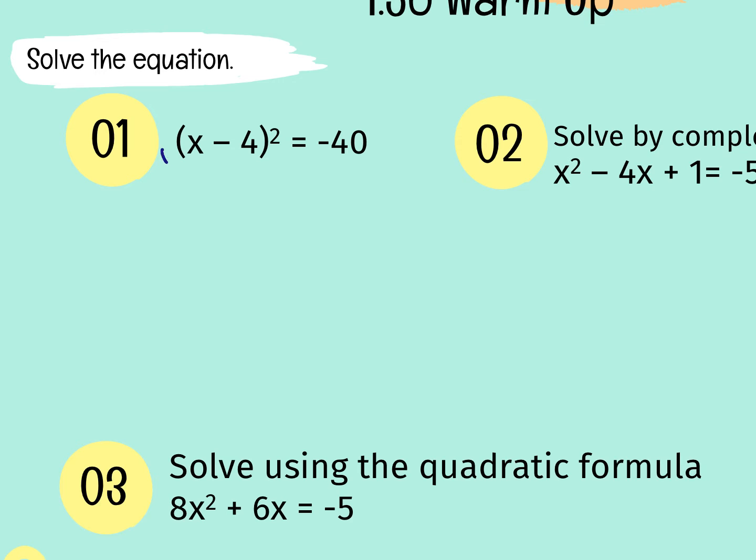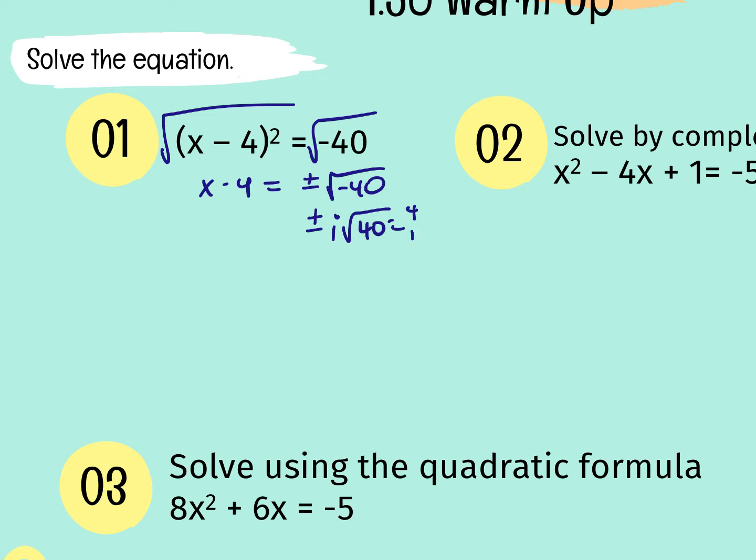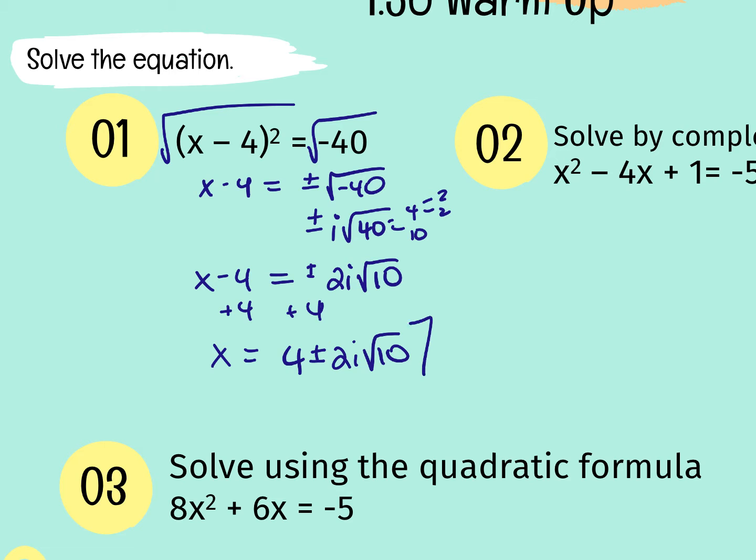If I square root both sides of this equation, first of all, I can only have the x minus 4 squared on one side, so if there was something else, I'd move it. But then I square root and I get x minus 4 equals plus and minus the square root of negative 40, which becomes plus and minus i root 40, and that's 4 and 10. The 4 breaks down to 2 and 2. So I get plus and minus 2i root 10, x minus 4 equals. And then I just add the 4, and I get x equals 4 plus and minus 2i root 10.